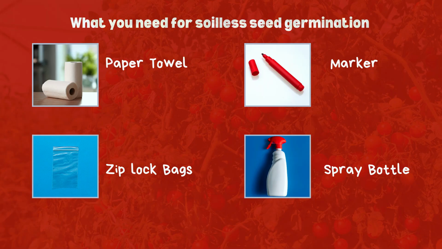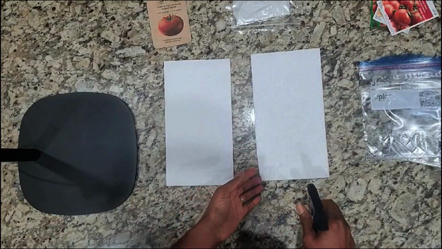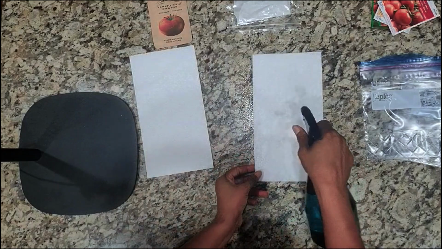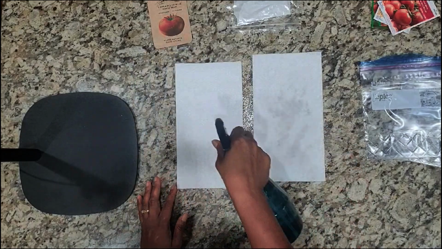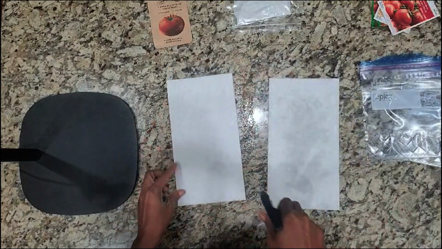So what you would need for the soilless seed germination is paper towels, Ziploc bags, a marker, and a spray bottle. So you start by spraying the paper towel, but don't make it too wet. Let it just be a little bit damp. Not too wet, just a bit damp.